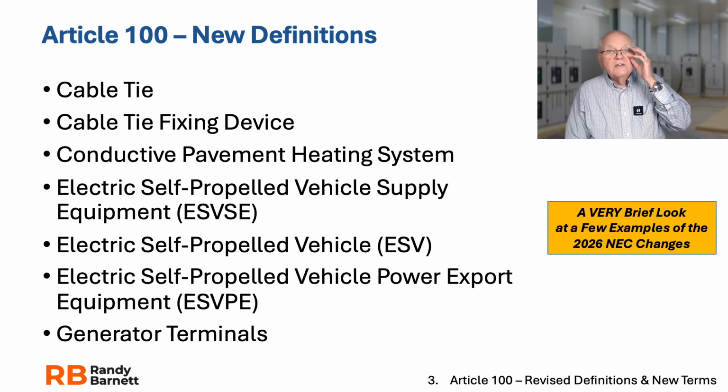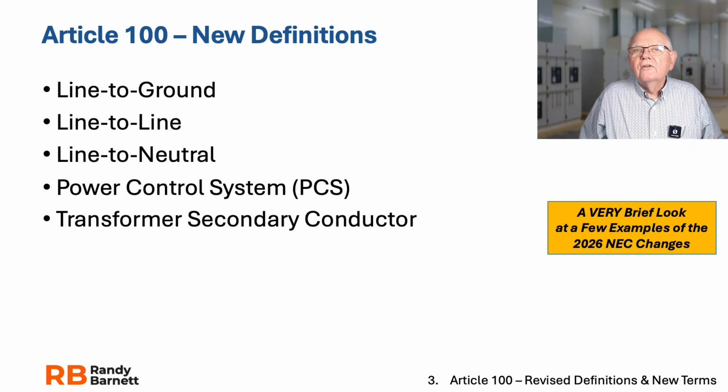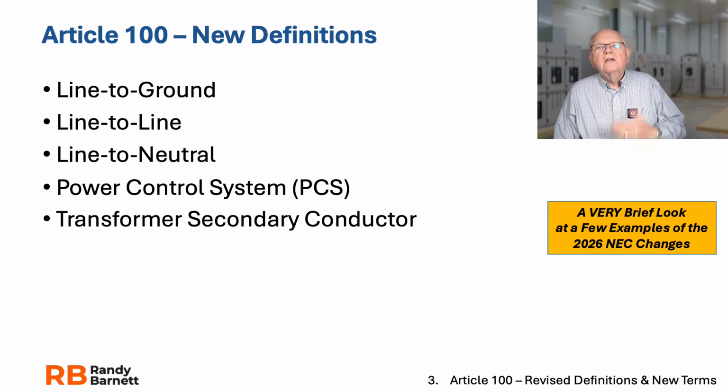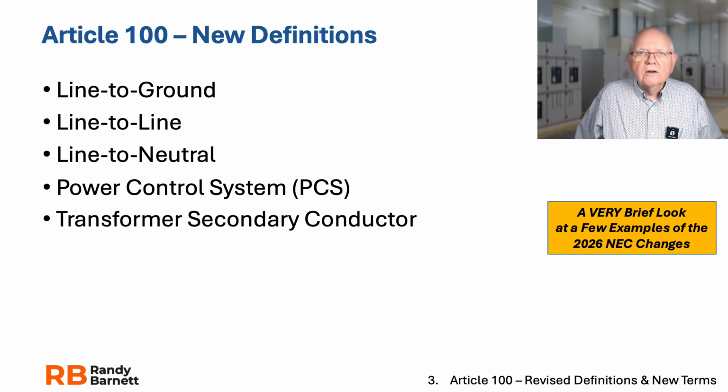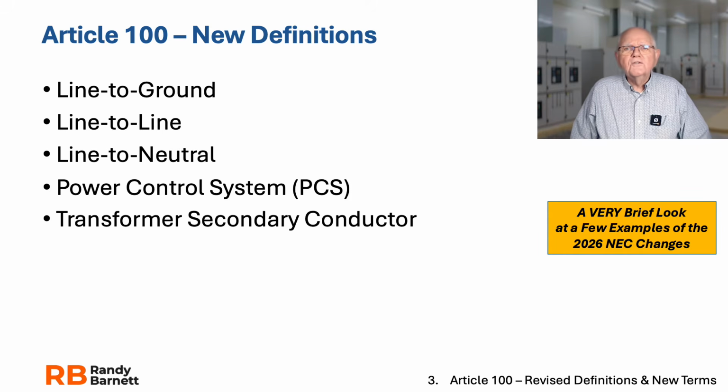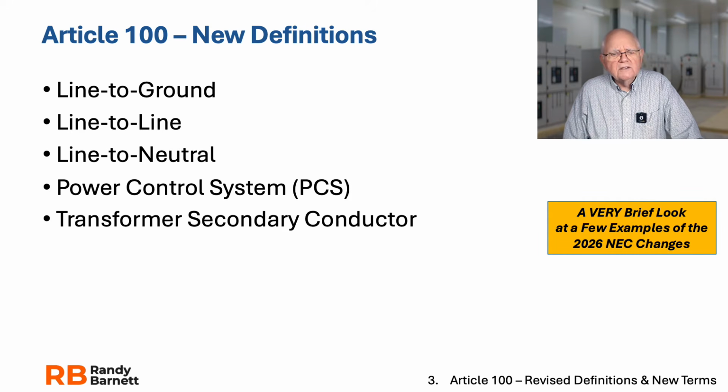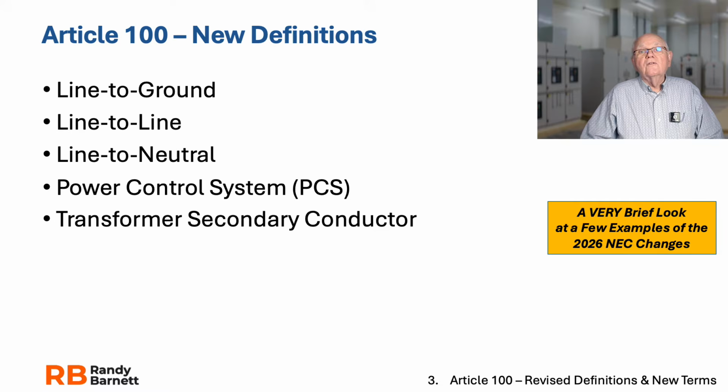Okay? More new definitions. How about this? Line to ground, line to line, and line to neutral. Well, we understand what that is. We talk about that all the time, don't we? Pretty sure we got a handle on that. Go take a look at it in Article 100. Now it's defined for us. Power control systems, PCS, and then a new term for transformer secondary conductors. I guess we've talked about it. I come off the secondary. If it's a step down transformer, I'm taking the low voltage off the secondary windings or whatever it is I'm doing, and off I'm going, right? Now we've got a term, transformer secondary conductor.